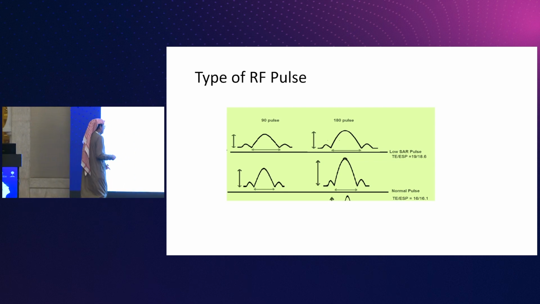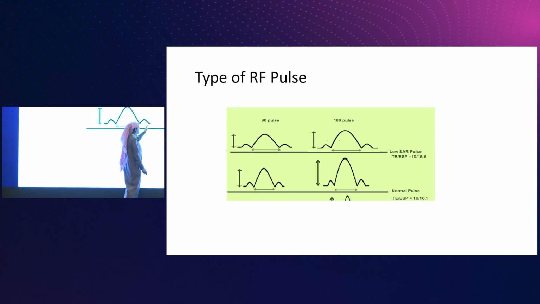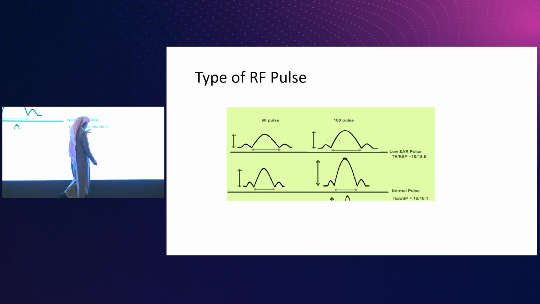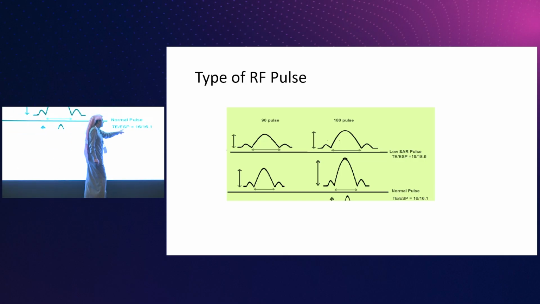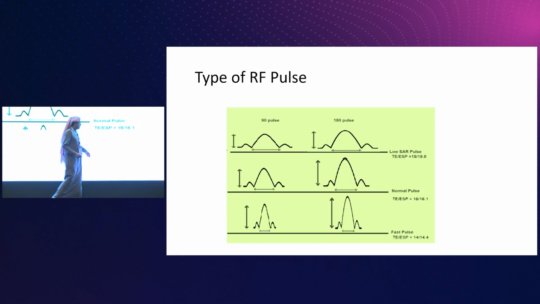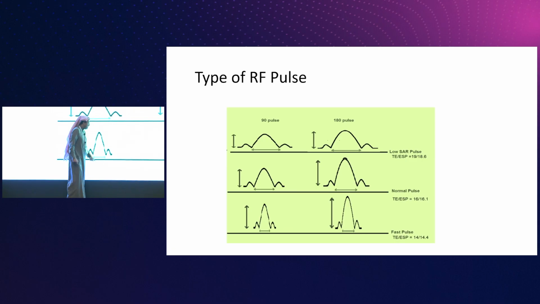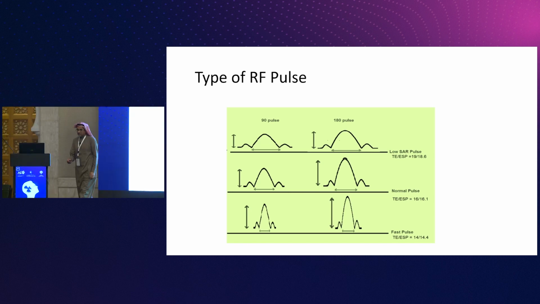When you have normal, you see the echo spacing becomes higher. The echo spacing, this one, is smaller, so I can reduce the TR. And see, when I have it here, I have here fast pulse. See, it becomes smaller. The echo spacing, accordingly, I can reduce the TR.